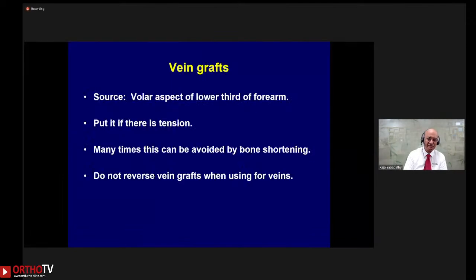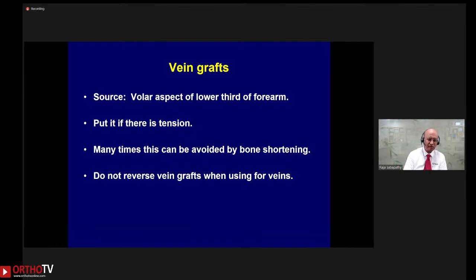The vein grafts, we do use them. And as Bob Ackland said, the only time you waste in doing a vein graft is the time that you take to decide that you need one. The volar aspect of the lower third of the forearm is the source. You put it in if there is tension. If there's tension, you must always use a vein graft. Many times, this can be avoided with bone shortening.